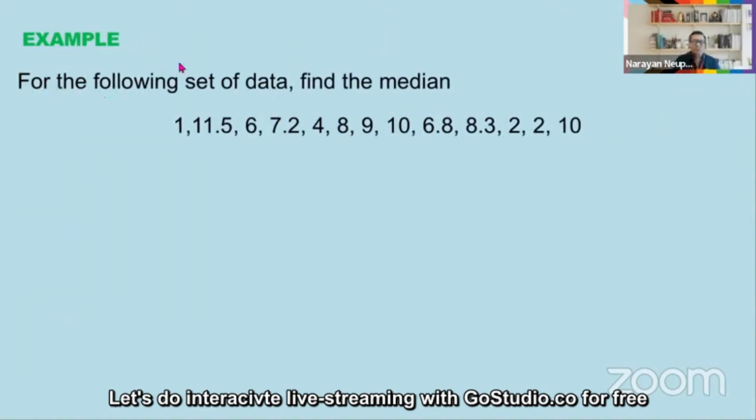So here we have the data given. For the following set of data, find the median. Now, because the median is the middle value in the arranged data, you have to arrange this data set from the smallest to the largest. Look at those values. You can see that we have 1, then we have 11.5, then 6, 7.2, 4, 8, 9, 10, 6. This is not arranged, right? So we need to arrange the data first. So let's do that.